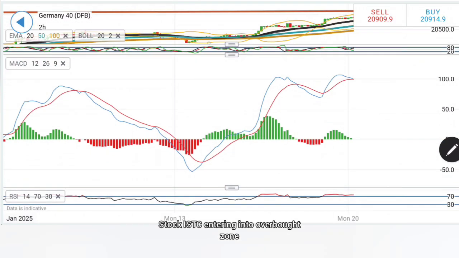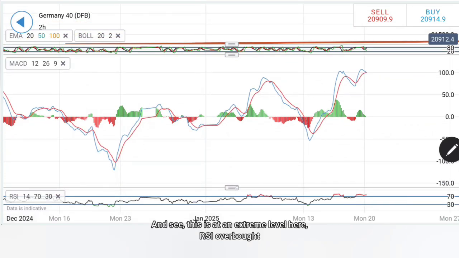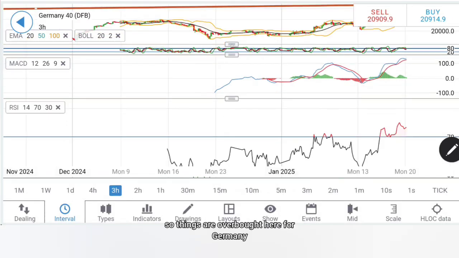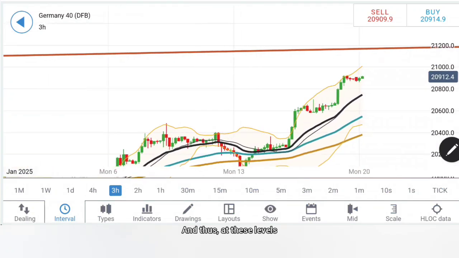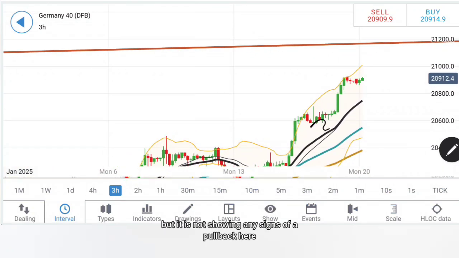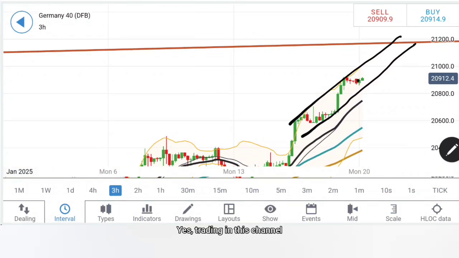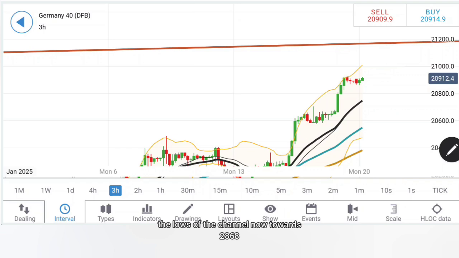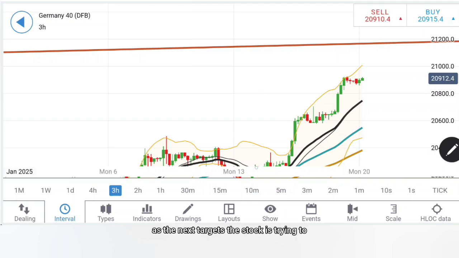Stochastic entering into overbought zone. MACD is on the verge of a crossover for sell. And see, this is at an extreme level here. RSI overbought, so things are overbought here for Germany, and thus at these levels you have to be cautious, but it is not showing any signs of a pullback here. Yes, trading in this channel, the lows of the channel now towards 2868.20, below which, and then 790, below which you can expect 2750 as the next targets.